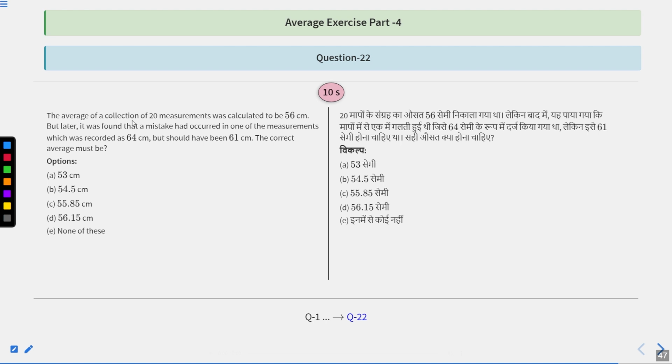The average of a collection of 20 measurements was calculated to be 56 centimeters. But later it was found that a mistake had occurred in one of the measurements, which was recorded as 64 centimeters, but it should have been 61 centimeters. The correct average must be... You have 5 options and 10 seconds to analyze the question. Your time starts now.